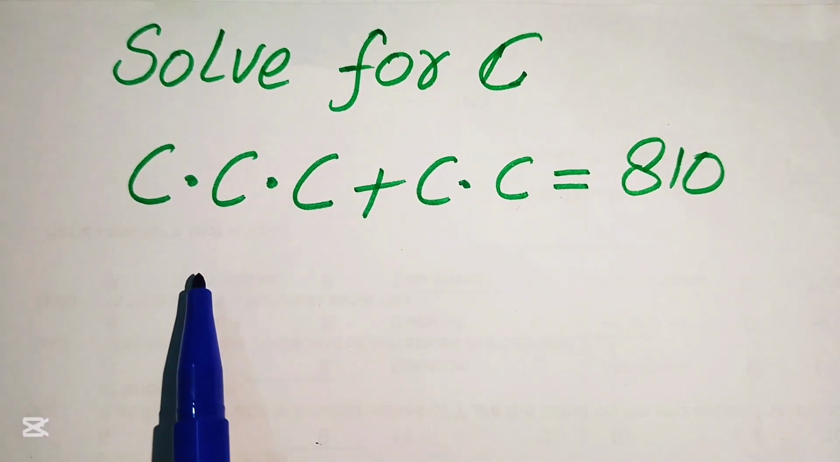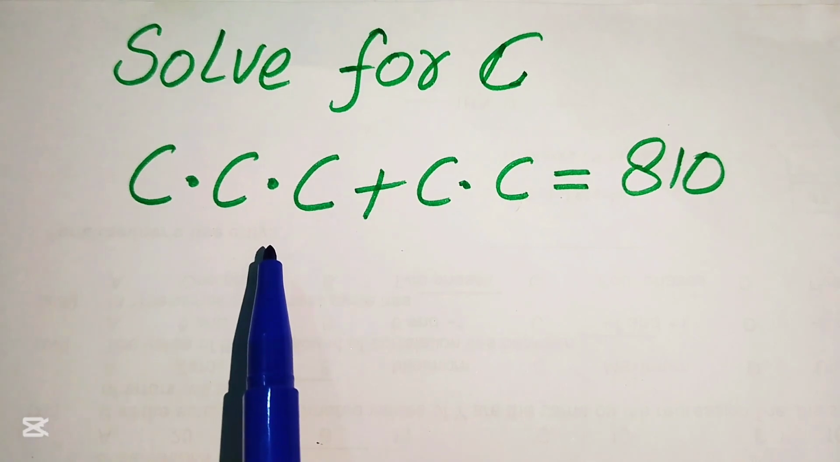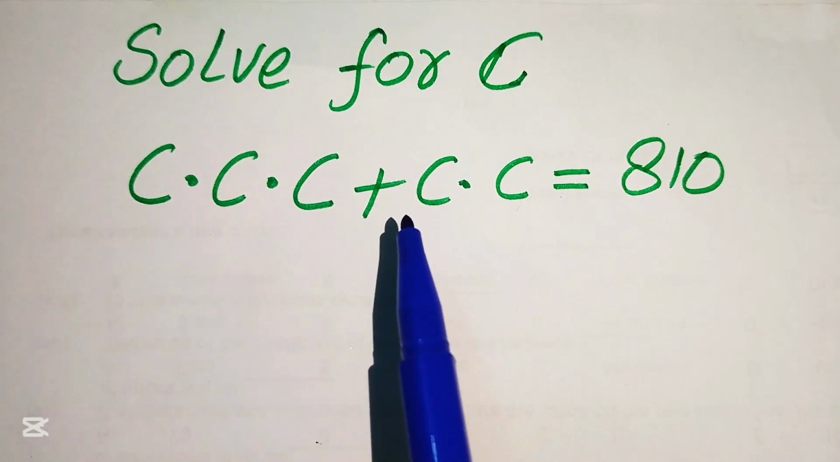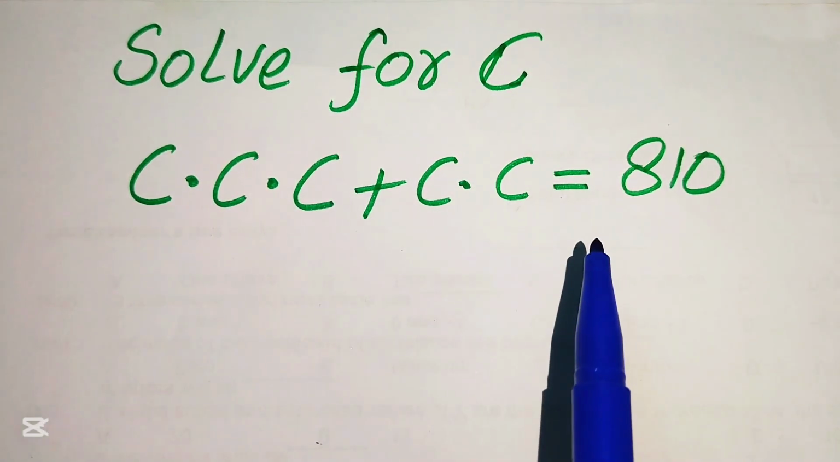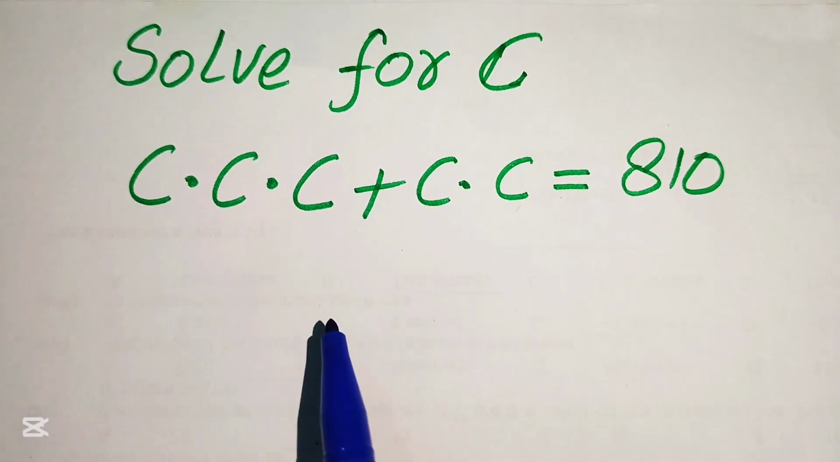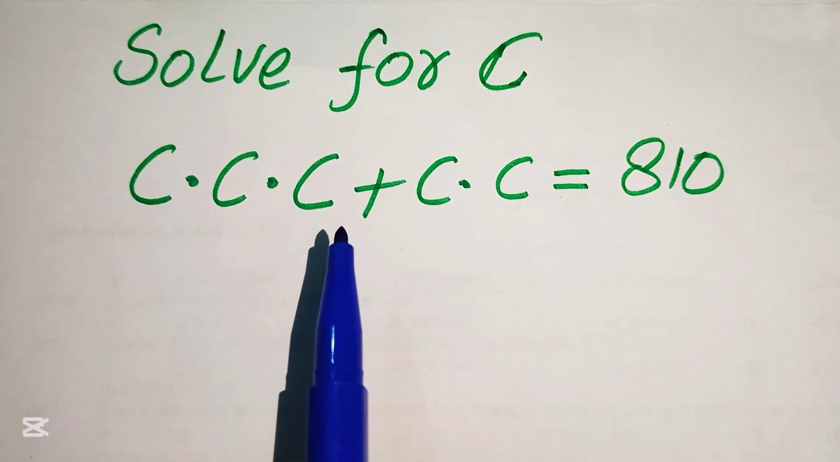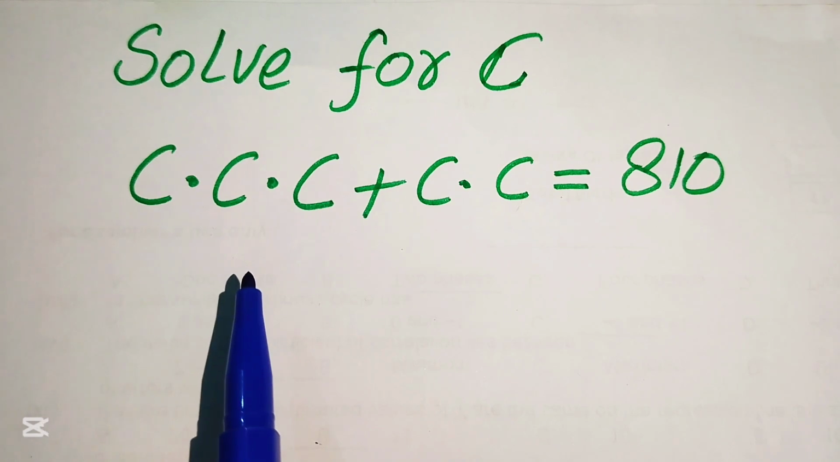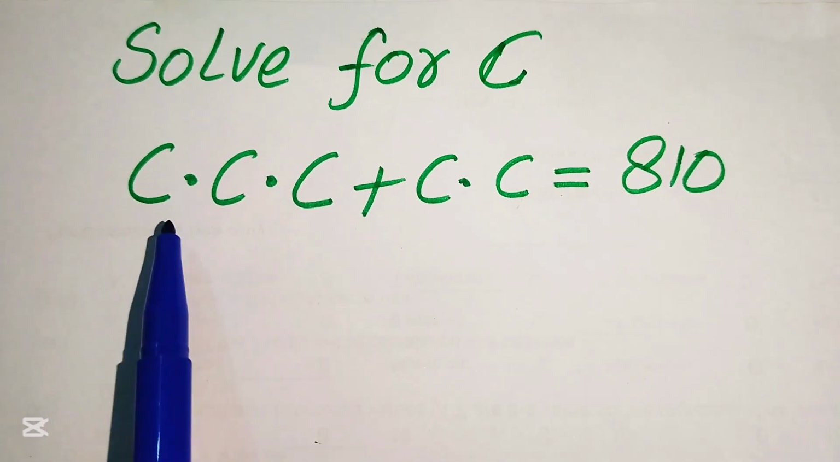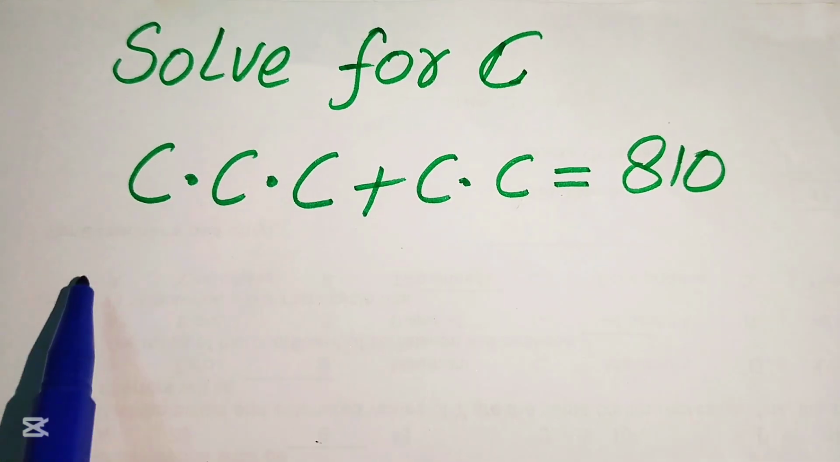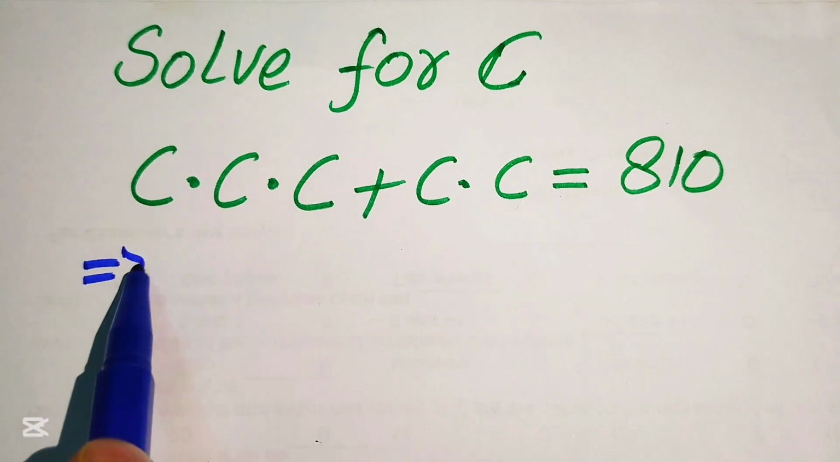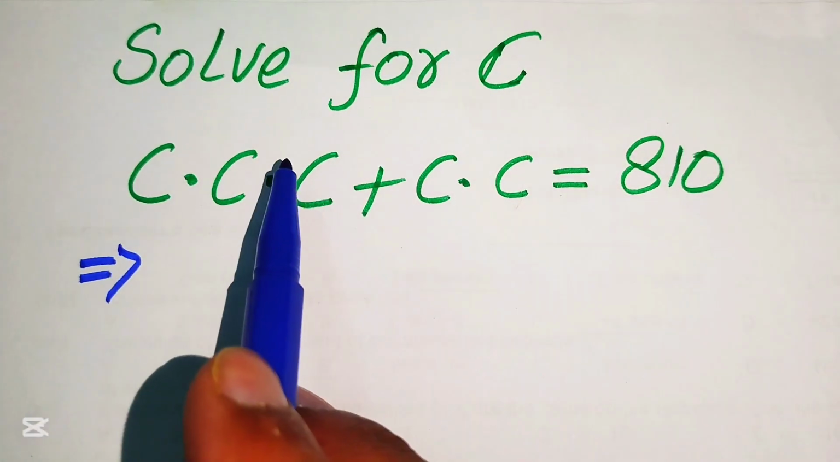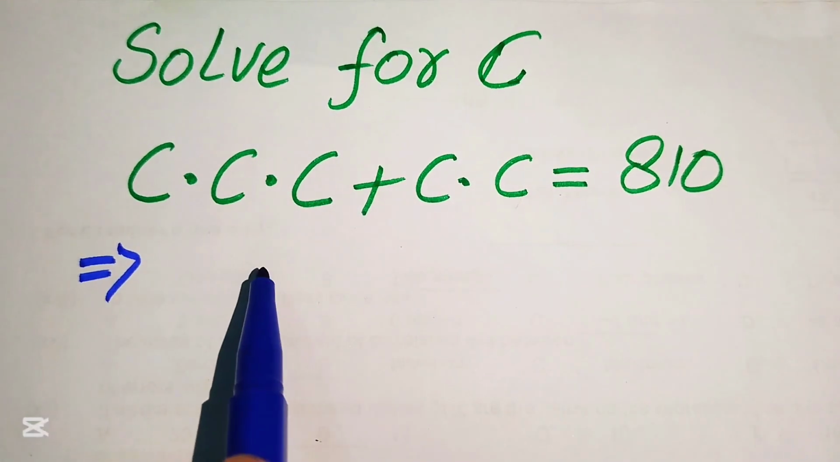So here we have c multiplied by c multiplied by c plus c multiplied by c equals 810, and we solve this problem for the values of c. Here we first see that c is multiplied 3 times, so we can apply the exponent law and add the exponents of each of these terms.